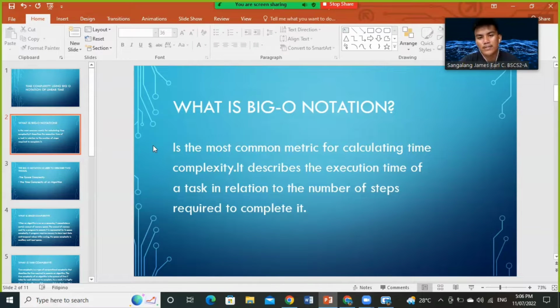What is big O notation? Big O notation is the most common metric for calculating time complexity. It describes the execution time of a task in relation to the number of steps required to complete it.